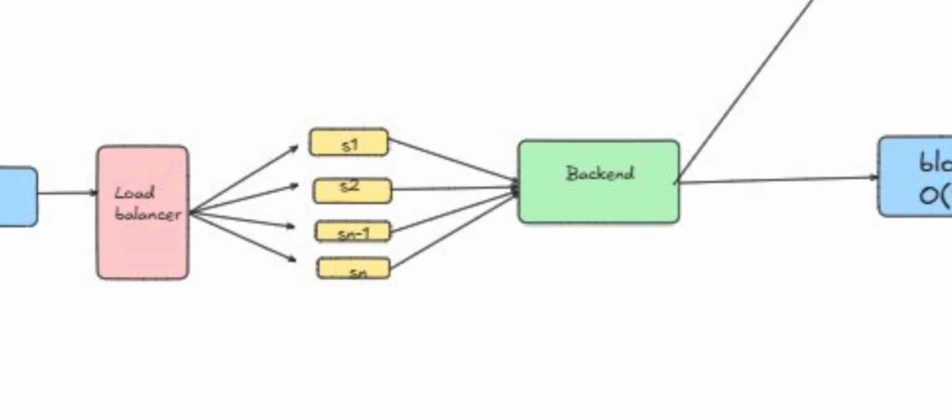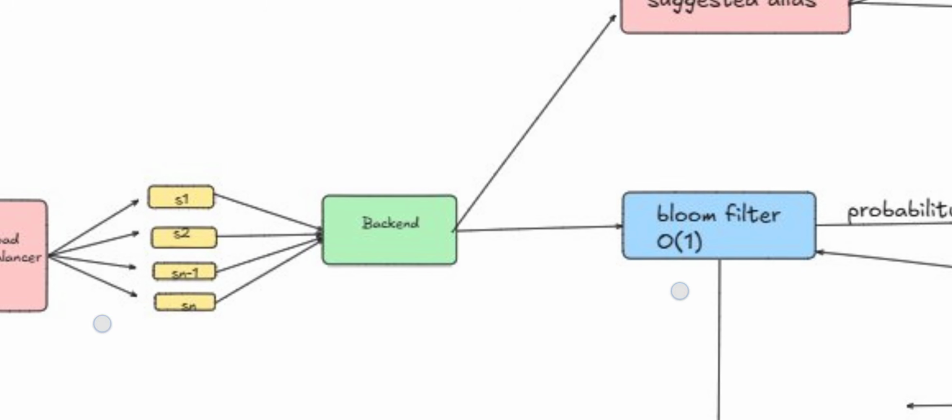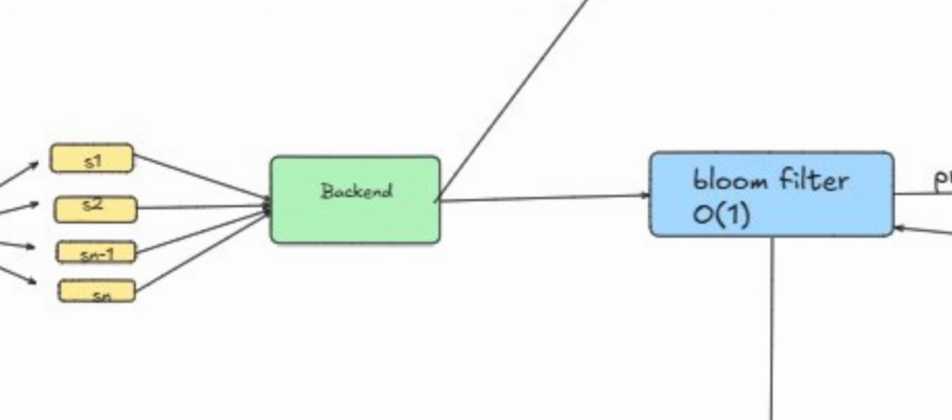So once the request reaches the server, it will come into our backend. Now here in the backend, first let's talk about what if we have to check whether the corresponding alias that the user has just typed is present in our system or not, like whether it is present in our database or not, right? So here, what are the best strategies to find this out in a very efficient way?